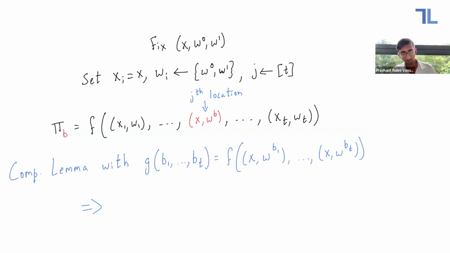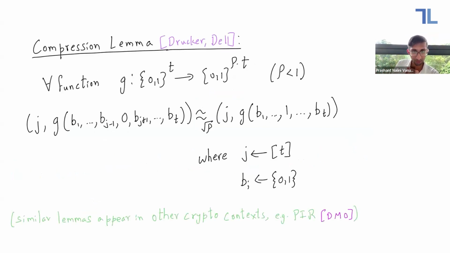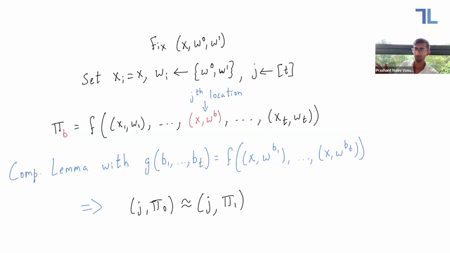And then if you just apply the lemma that I showed you with this function, the function that specifies which of the two witnesses is being used in each location, you can see the correspondence directly. So pi0 corresponds to exactly what you get when you pick a random location j and set bj to 0. That's exactly what pi0 is. And if you set bj to 1, that's what pi1 is. And pi0 and pi1 are exactly the two things you want to be indistinguishable as well. And that's exactly what the lemma gives you.